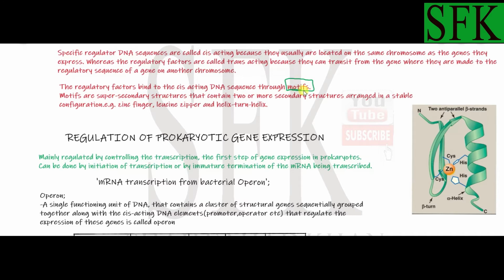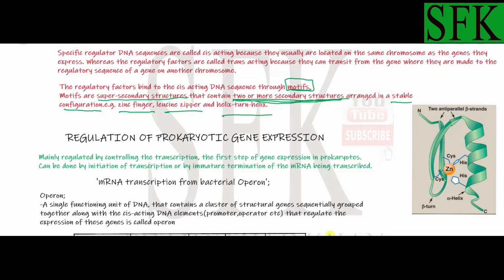Motifs are basically special super secondary structures. They are made up of two or more secondary structures of a protein, arranged in a stable configuration. They are also proteins basically. Examples are the zinc finger, the leucine zipper, and helix-turn-helix. So these are three examples of motifs.